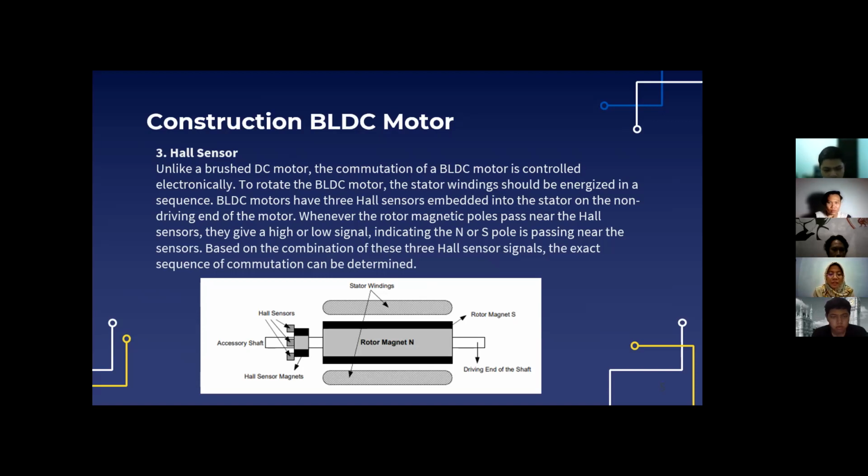And you can see the picture. On the left side, you can see 3 Hall sensors, and in the middle is the rotor magnet N, and on the right side you can see the rotor magnet S with the driving end of the shaft.